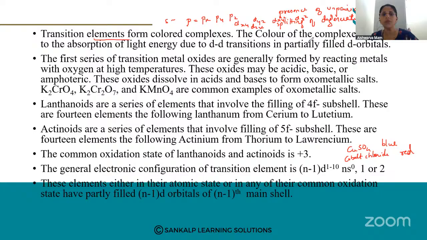So due to two reasons, that is the presence of unpaired electrons and splitting of degenerate d orbitals into two sets, one with lower energy and another with higher energy, these are the two reasons why it forms colored complexes. So what is the explanation for it? Let us take the explanation here.